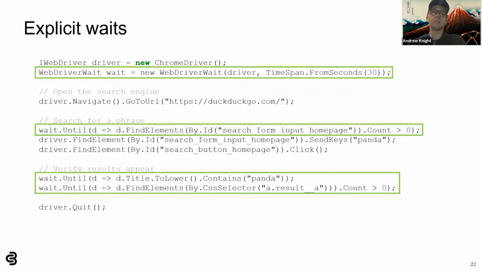Explicit waits provide much more control over waiting, timeout, and conditions. They use a WebDriver wait object with a preset timeout value, and they must be placed explicitly throughout the code. Here, they are placed in the 3 spots where race conditions could happen. Each wait.Until call takes in a function that returns true when the condition is satisfied.